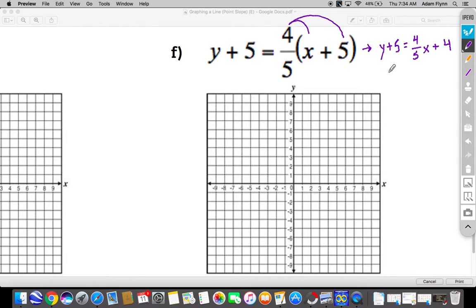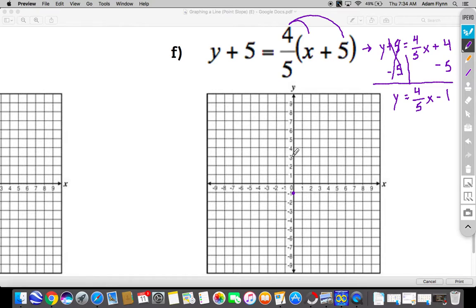So to get the y by itself, I'll subtract 5 from both sides. When I do that, 5 minus 5 cancels. So I'm left with y equals 4 over 5x, and positive 4 minus 5 is negative 1. So it's in slope-intercept form now because the y is by itself and x is on the opposite side of the equal sign. So I'll start at my y-intercept, which is negative 1.